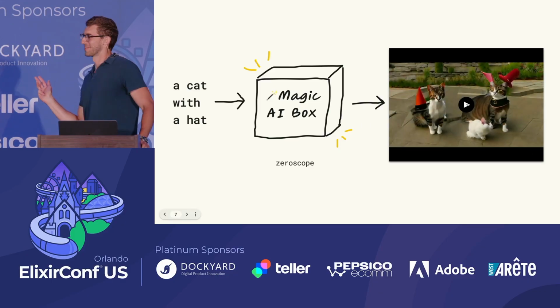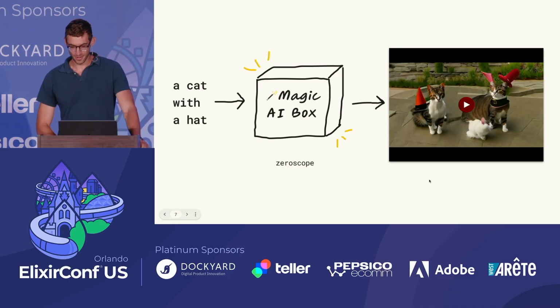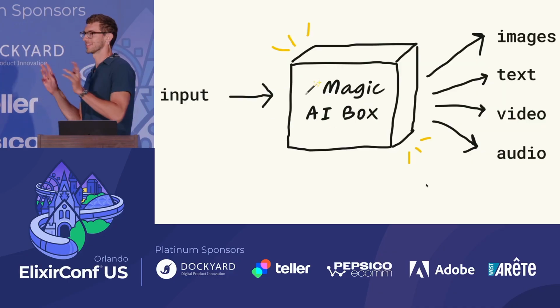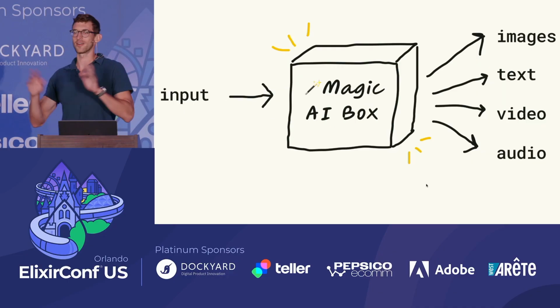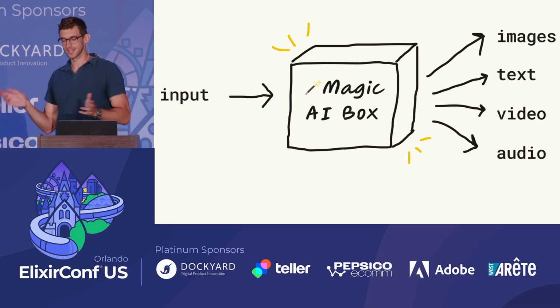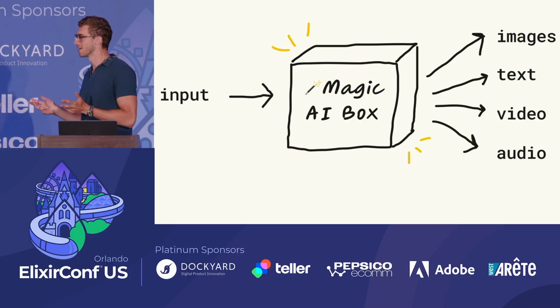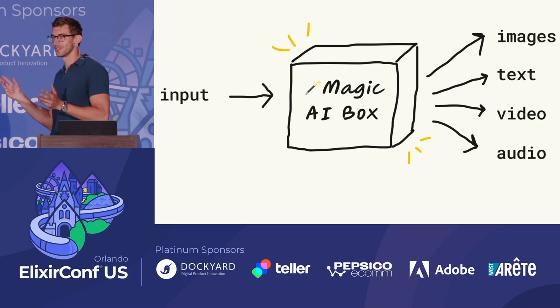It's close enough. The point is, you can put in all kinds of things into this magical AI box, and get all kinds of outputs back. You can get images, you can get text, you can get video, you can get audio, you can even get QR codes, which I'll show you at the end.